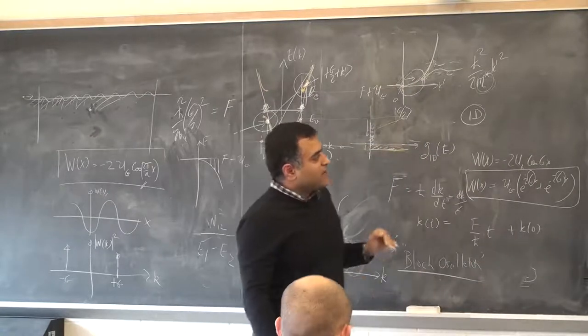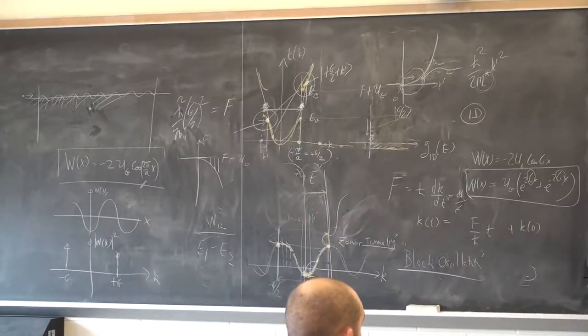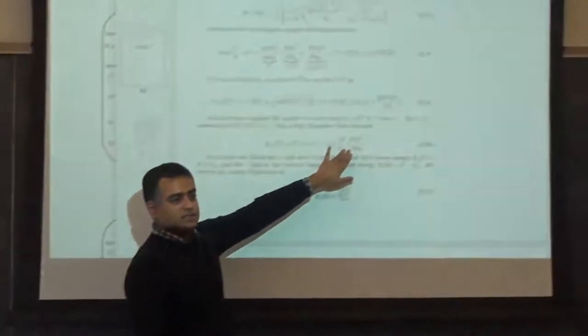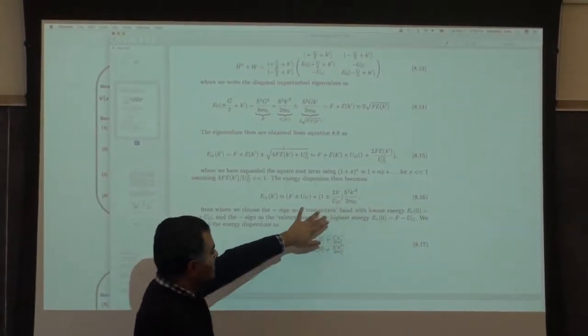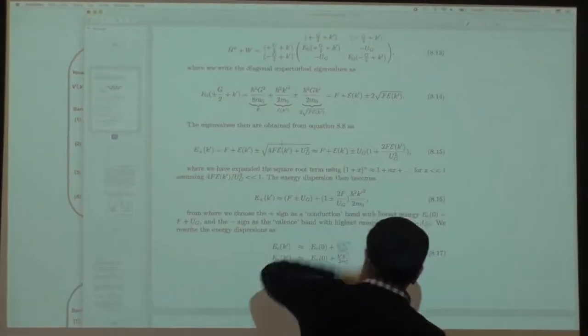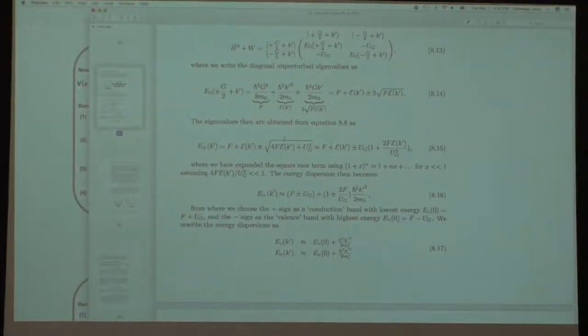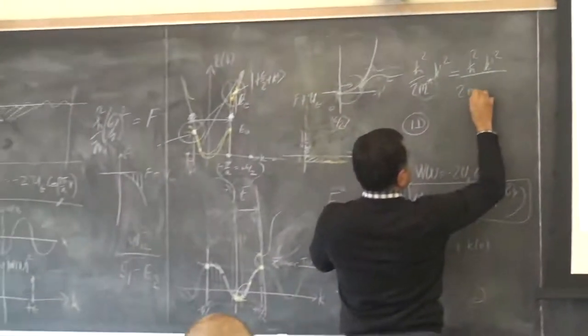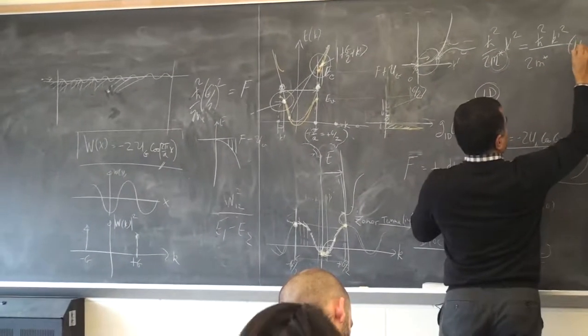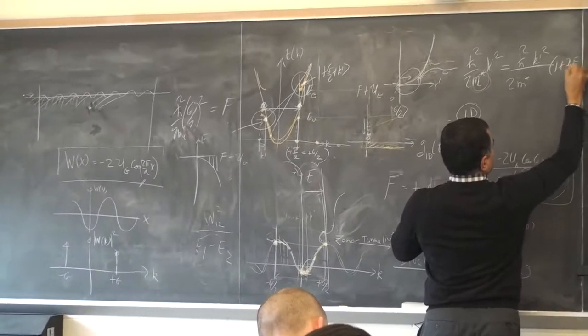And now in this particular problem, you have an exact expression for the effective mass. Here's the exact expression. It goes as 1 for the upper curve. This expression looks like this, ħ squared k prime squared by twice m star. And then there's a 1 plus 2F over U_G.